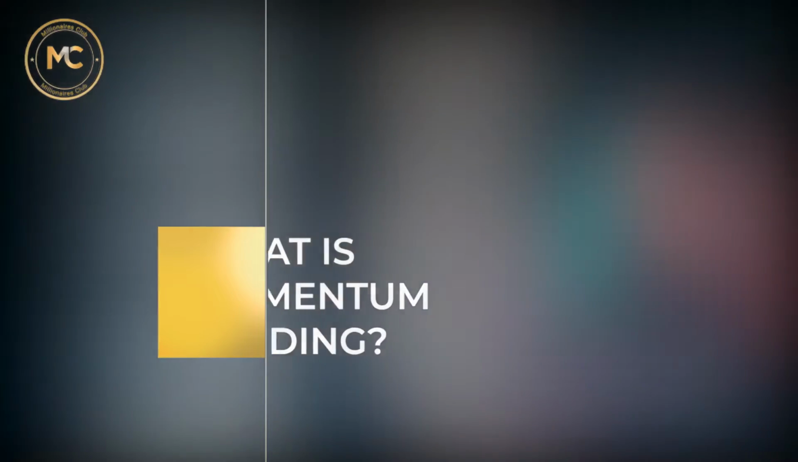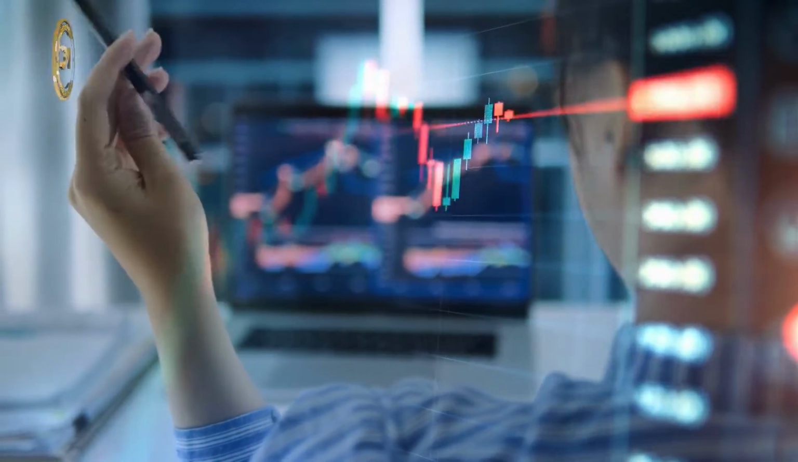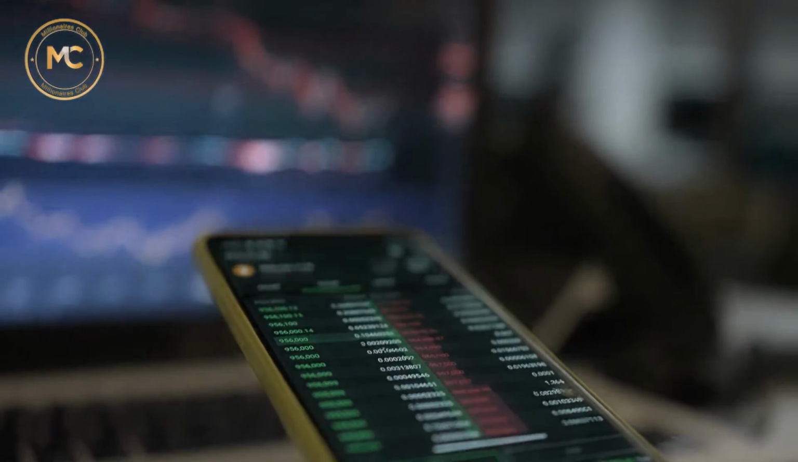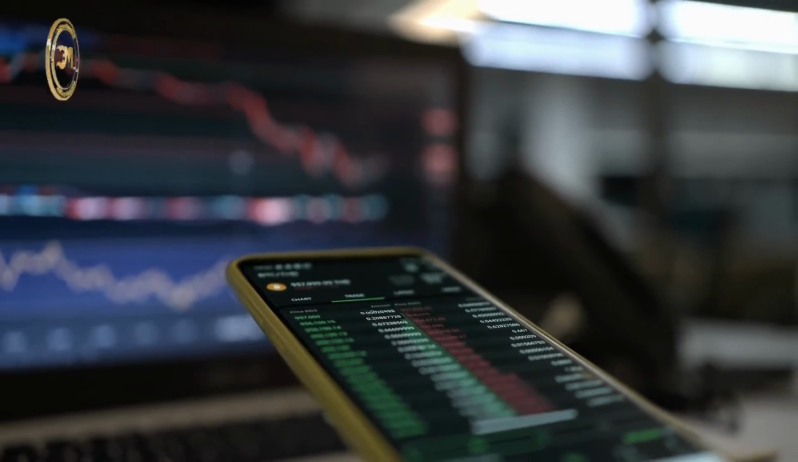Now, let's see what we're having for today. What is momentum trading? Momentum trading is the practice of purchasing and selling assets based on the latest strength of price trends. It's actually based on the theory that if there's enough force behind a price move, it will proceed to move in the same direction.